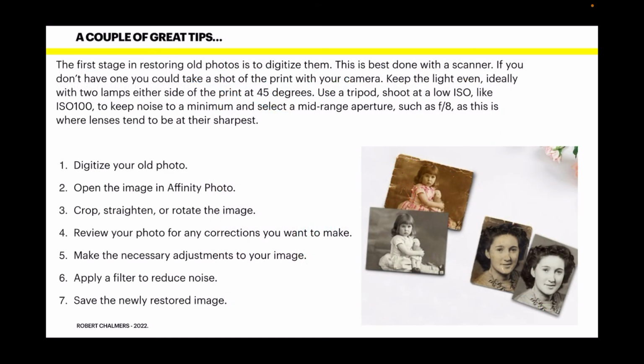Now, here's a couple of great tips to end off with. The first stage in restoring old photos is to digitize them, and this is best done with a scanner. But if you don't have one, you can take a shot of the print with your camera. Keep the light even, ideally with 2 lamps either side of the print at 45 degrees. Use a tripod and shoot at a low ISO, like ISO 100, to keep noise to a minimum, and select a mid-range aperture, such as f8, as this is where lenses tend to be at their sharpest.